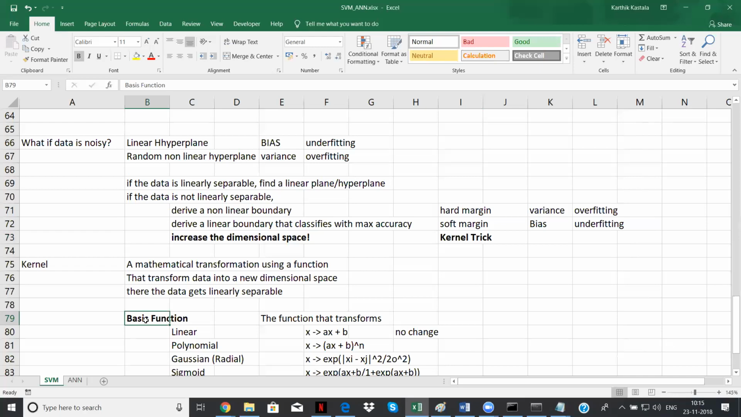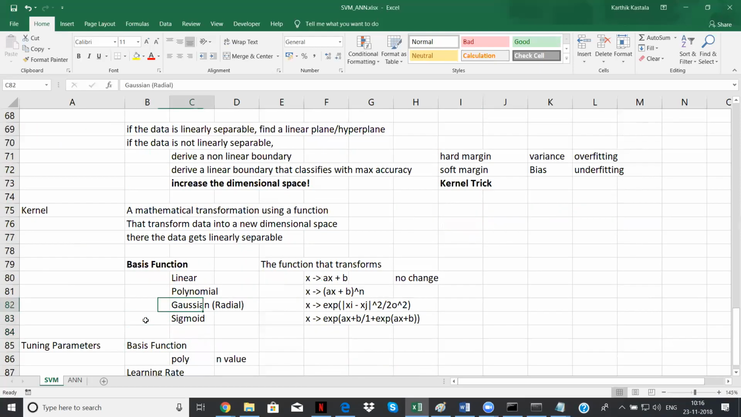Clear? So if you have a clear linear separator or linear line, you don't have to do anything, x stays like x, your equation will be ax plus b as usual. But should you go for a polynomial basis function, your equation now changes to (ax plus b) whole power n. So if x and y is not solving your purpose, go for x square and y square. Yes?